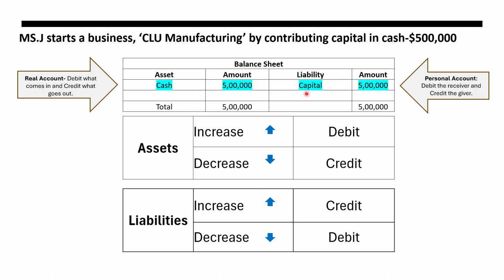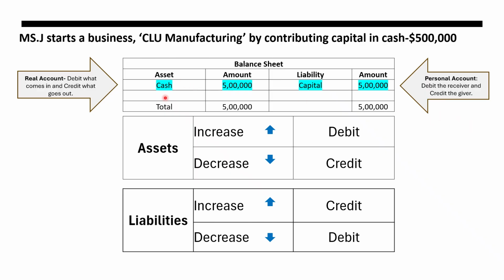And then we have the liability account, which is the capital account, which is in the nature of a personal account, because this amount is owed to a person or maybe a different entity. Ms. J could also be treated as a separate entity, but we classify it as a personal account. So the golden rule of accounting for a real account is debit what comes in and credit what goes out. And for a personal account, debit the receiver and credit the giver, right?